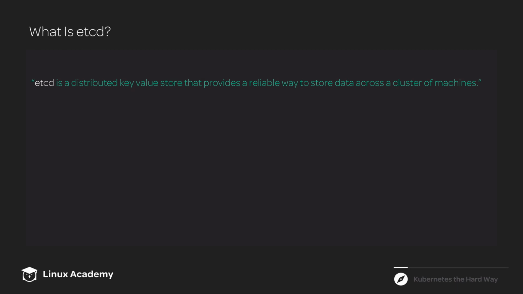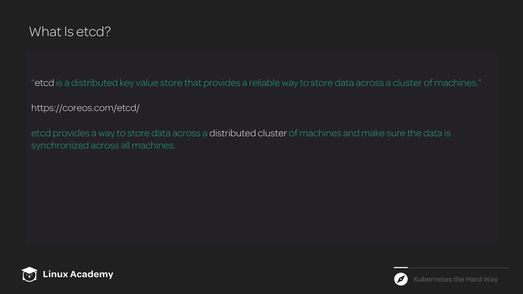So what is etcd? Etcd is a distributed key value store that provides a reliable way to store data across a cluster of machines. And that comes from the official etcd website. Essentially, what etcd does is it provides a way to store data across a distributed cluster of machines and make sure the data is synchronized across all machines.